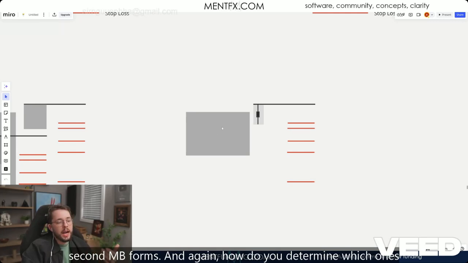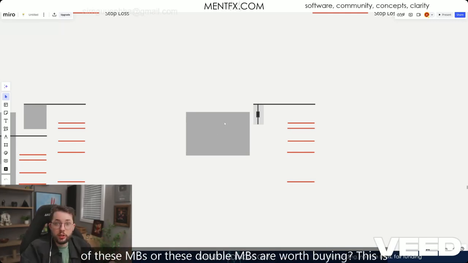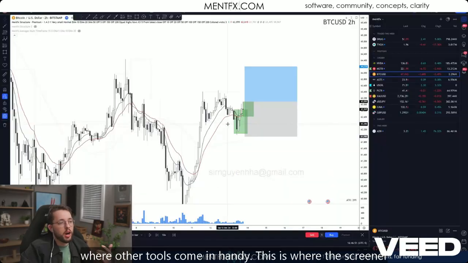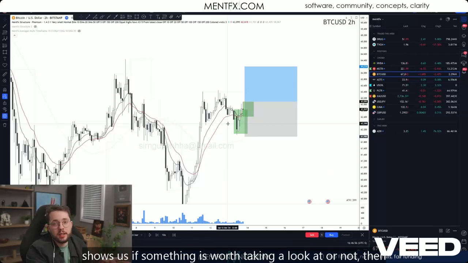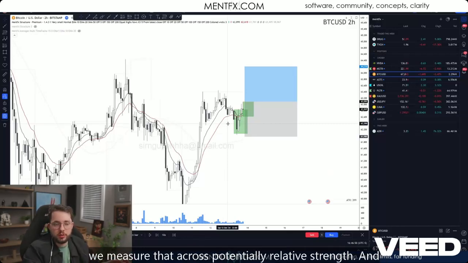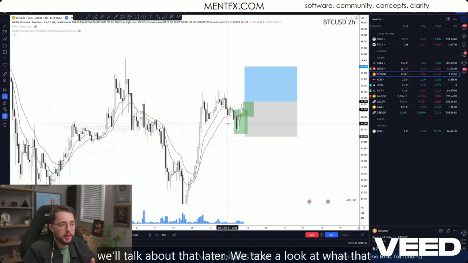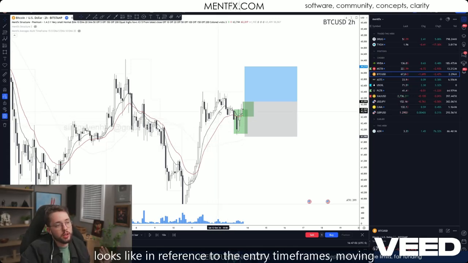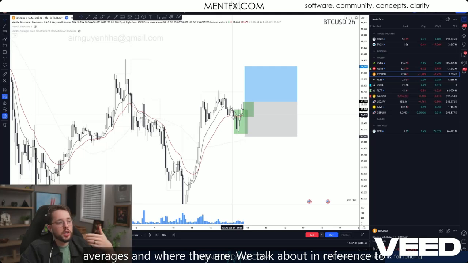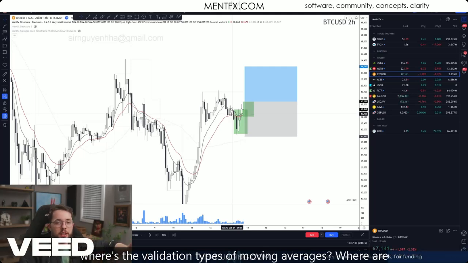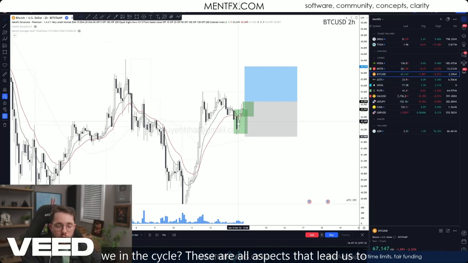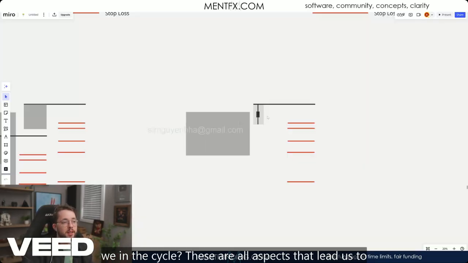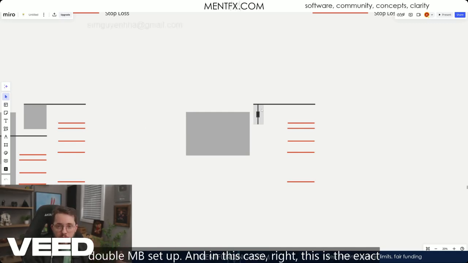And again, how do you determine which ones of these MBs or these double MBs are worth buying? This is where other tools come in handy. This is where the screener shows us if something is worth taking a look at or not. Then we measure that across potentially relative strength, and we'll talk about that later. We take a look at what that looks like in reference to the entry timeframes, moving averages, and where they are. We talk about in reference to where is the validation times, moving averages, where are we in the cycle. These are all aspects that lead us to decide whether or not it's even worth taking any kind of double MB setup.